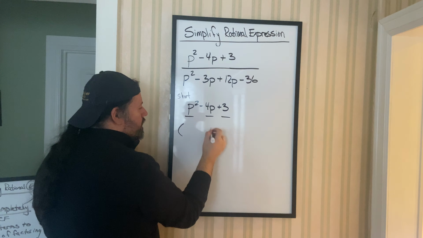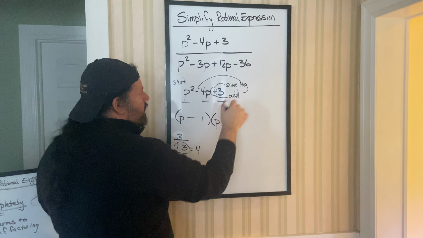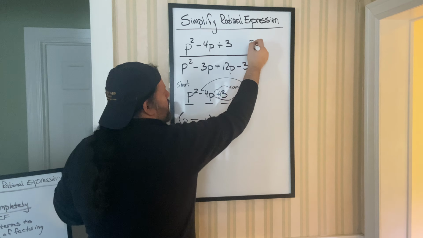Setup, p and p, signs, we know this is the same type, they have to be the same negatives. Next, convo list, 1 and 3. Next, add the list, we get a 4. See what matches, perfect, and then placement. Since they're both the same signs, it didn't matter where the 1 and the 3 went. So this can be broken down as p minus 1 and p minus 3.